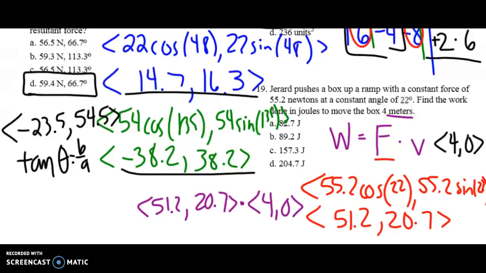So I find that to be 51.2 times 4, which would be 204.8, which is pretty close to 204.7. Again, a difference of rounding. So D is the correct answer. The reason is that 20.7 times 0 would be 0, and so your resultant vector would just be 204.8, 0. Square that, take the square root. It's going to be D.